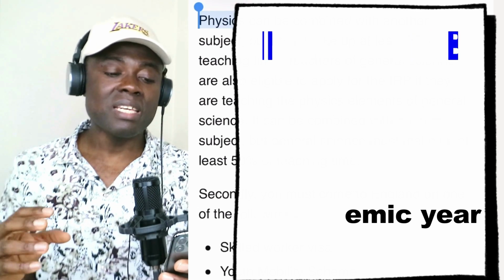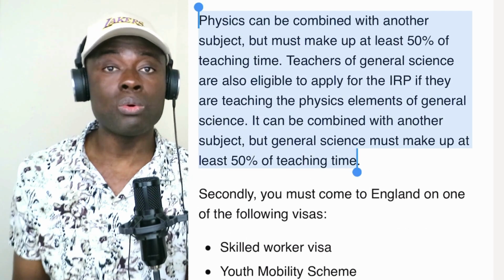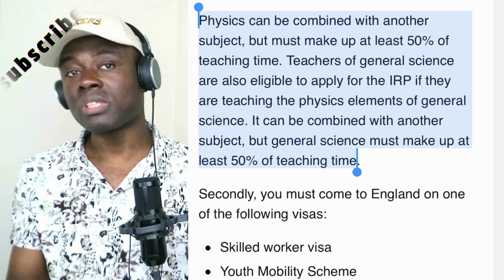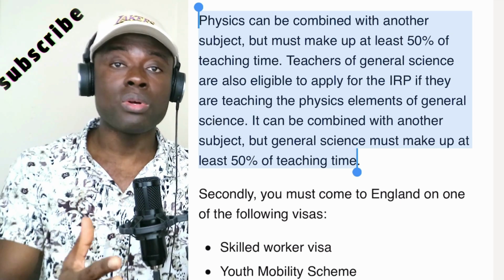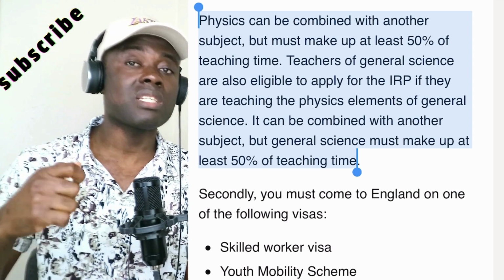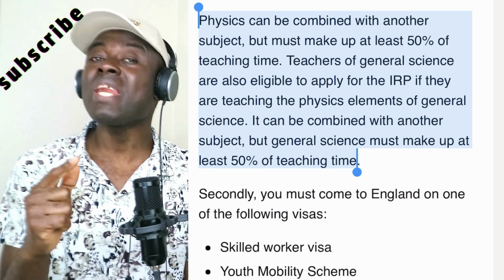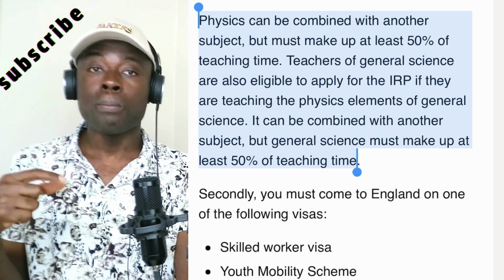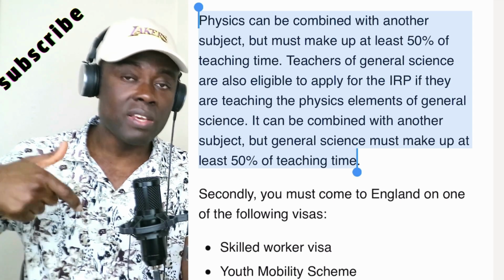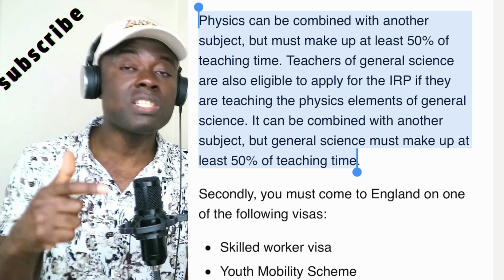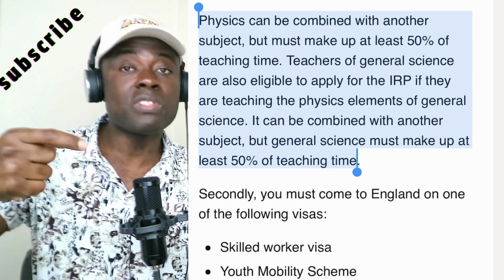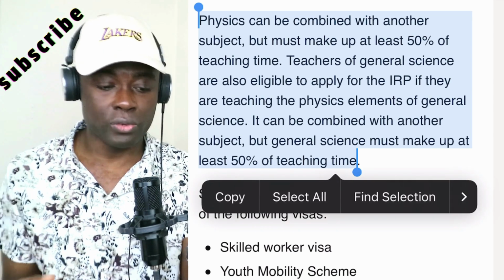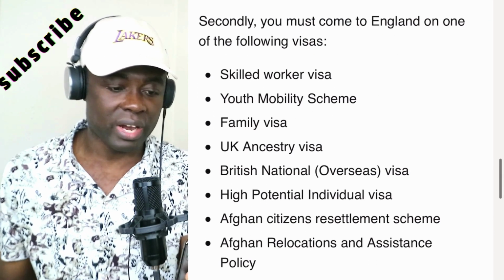Now, they are saying that with regards to the physics and languages, okay, you can be teaching physics 50% of your time. You can also be teaching languages 50% of your time. Now, this is another confusion here. When they say 50% of your time, who determines that 50% of your time? Probably your school has to give feedback to them that you teach physics more than 50% of your time, or you teach languages more than 50% of your time. So this is the first eligibility criteria.